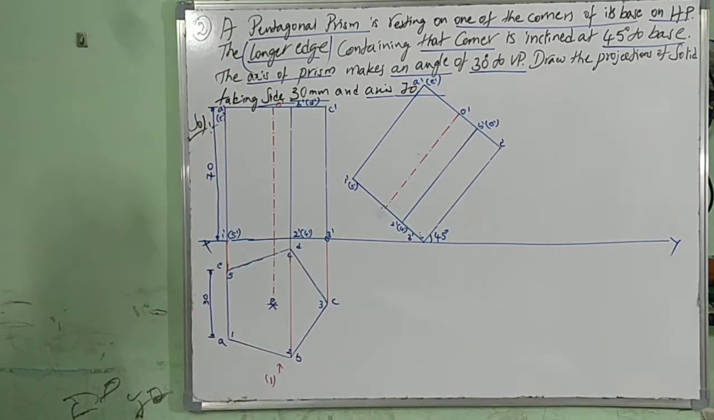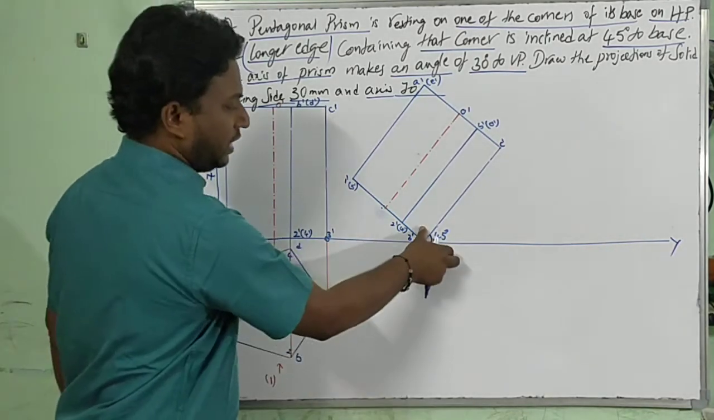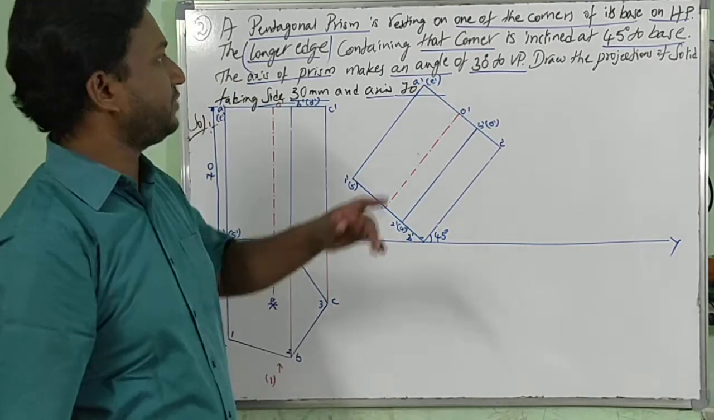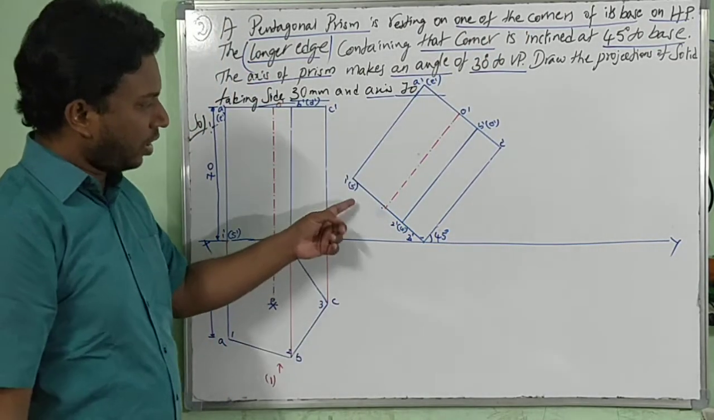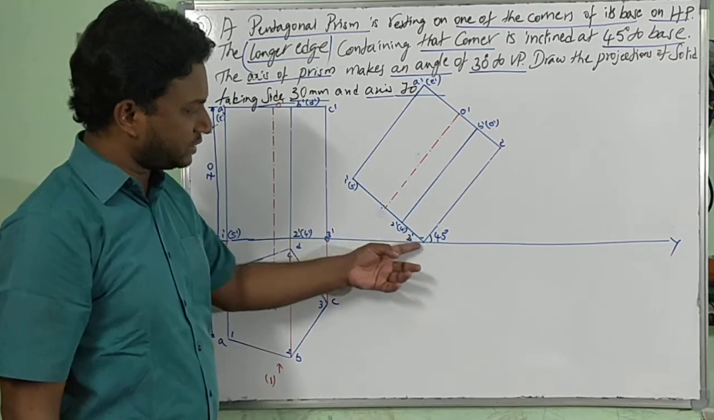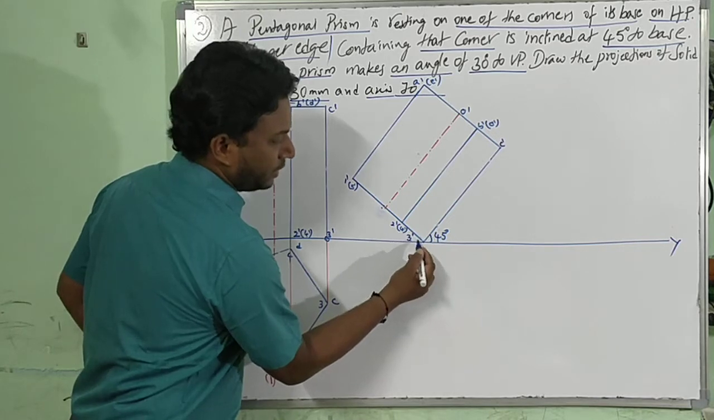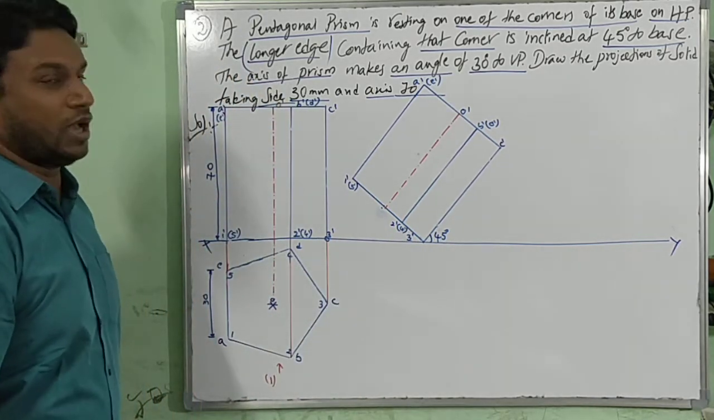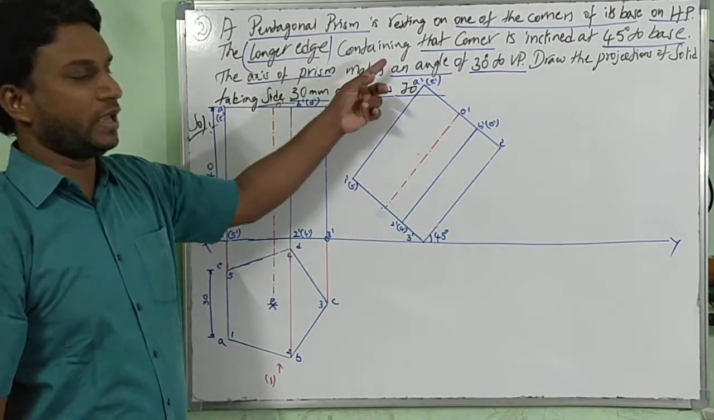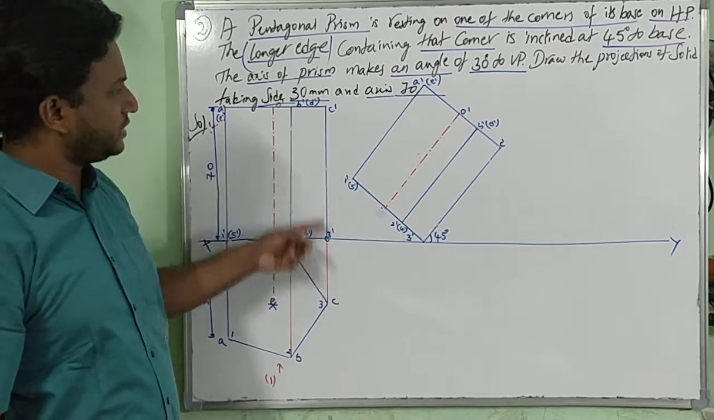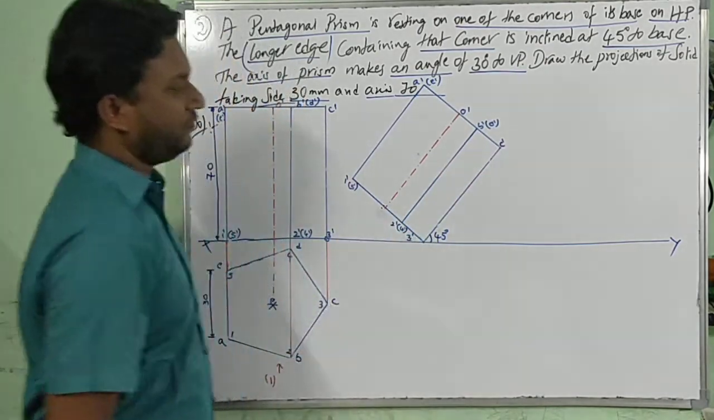Same thing I have reconstructed at an angle of 45 degrees, taking this C dash, 3 dash and also providing one corner on XY line. See, I have satisfied the condition: resting on one of the corners of its base on HP, one of the corners at bottom 1 dash, 2 dash, 3 dash, 4 dash, 5 dash. Now I have satisfied that by taking 3 dash on the height of its base 1, 2, 3, 4, 5 on HP. Now the longer edge containing that corner, for this corner the longer edge is C dash, 3 dash, is inclined at 45 degrees. This C dash, 3 dash is inclined at 45 degrees.